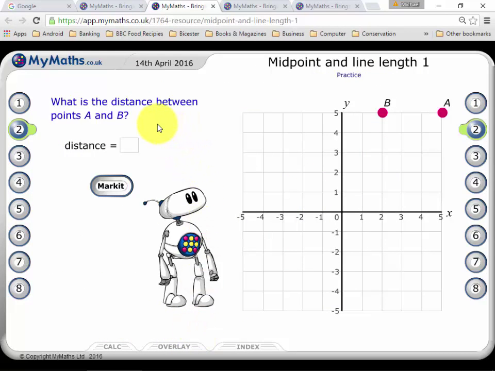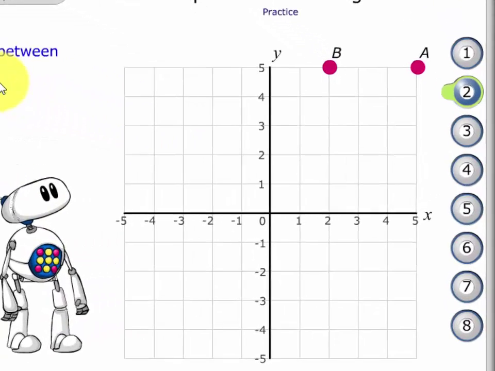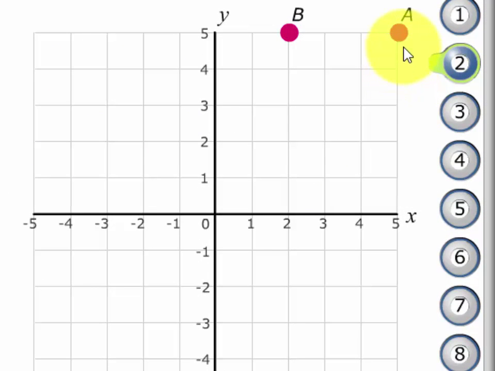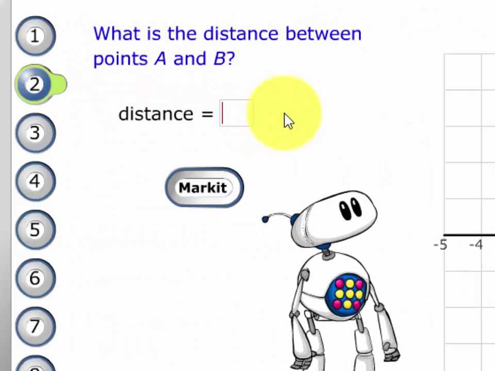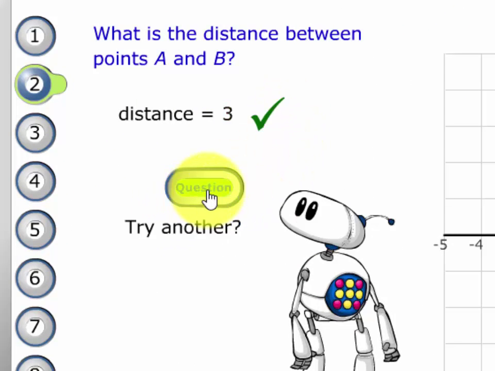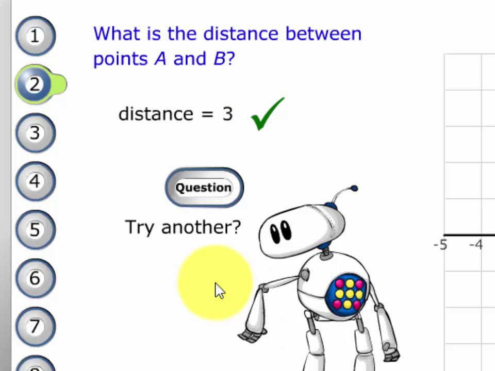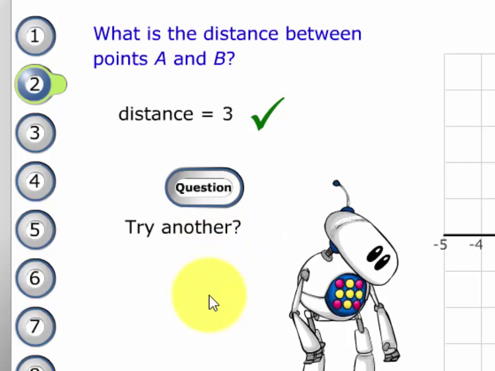What's the distance between point A and point B? Let's have a look. A to B. I'm going to go 1 square, 2 squares, 3 squares. So I think it's 3. Let's type in the 3. And let's mark it. Dead easy, yes? If you want to, you can always try another one, but we're going to move on.